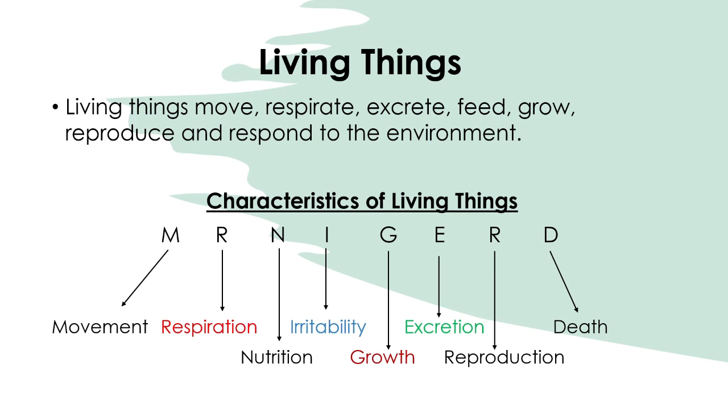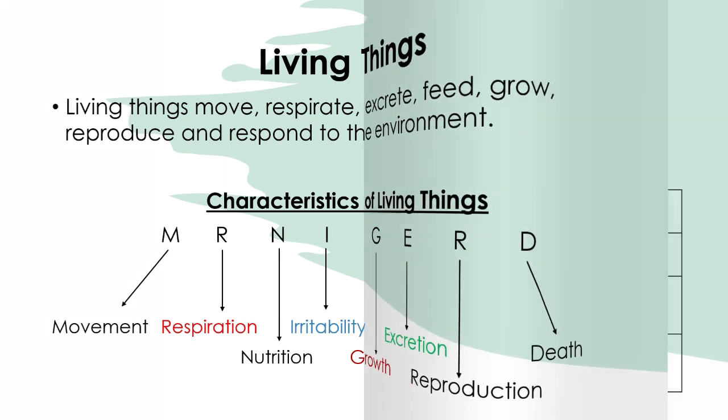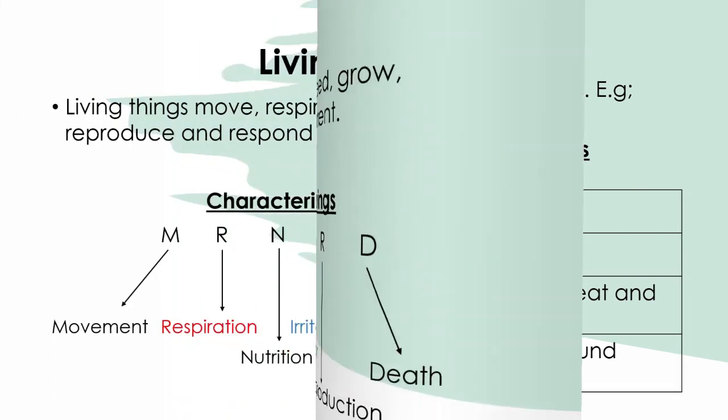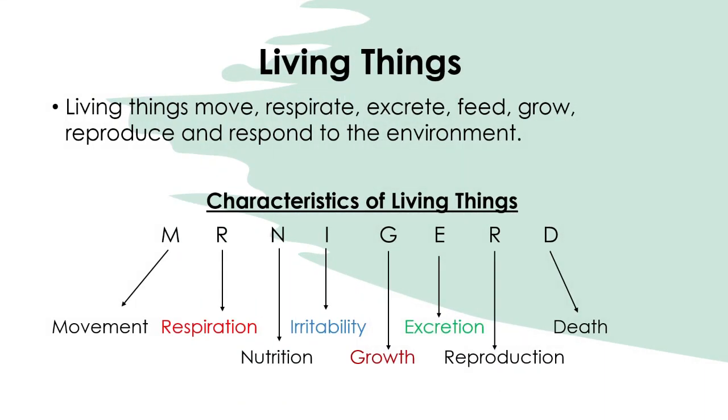Importance of living things to man. Plants and animals to man. Plants provide food, serve as food to man, and serve as timber. We use timber in building of houses.